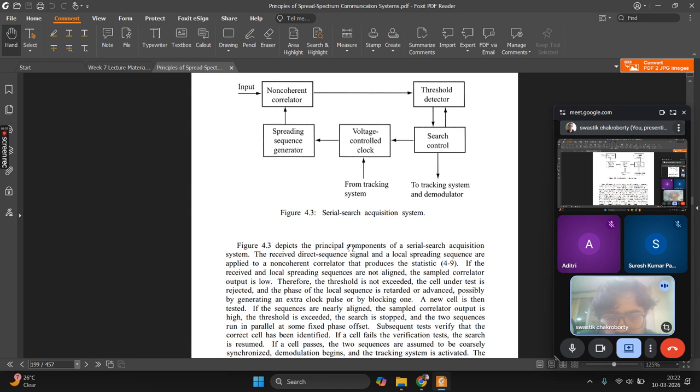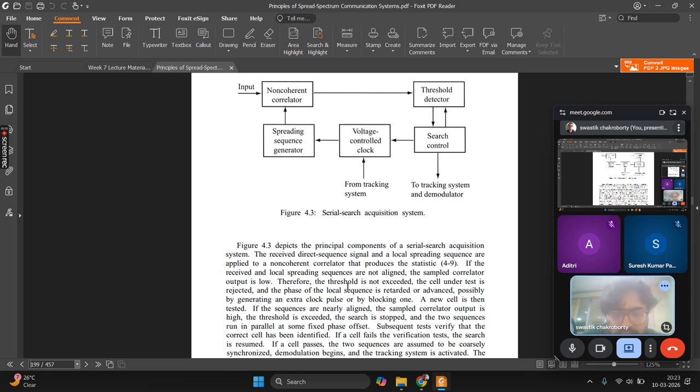Figure 4.3 depicts the principal components of a serial search acquisition. The received direct sequence signal and local spreading sequence are applied to a non-coherent correlator that produces the test statistic. Now this test statistic will be passed to the threshold detector. Therefore, if the threshold is not detected, the cell under test is rejected and the phase of the local sequence is retarded or advanced, possibly by generating an extra clock pulse or by blocking one. A new cell is then tested.